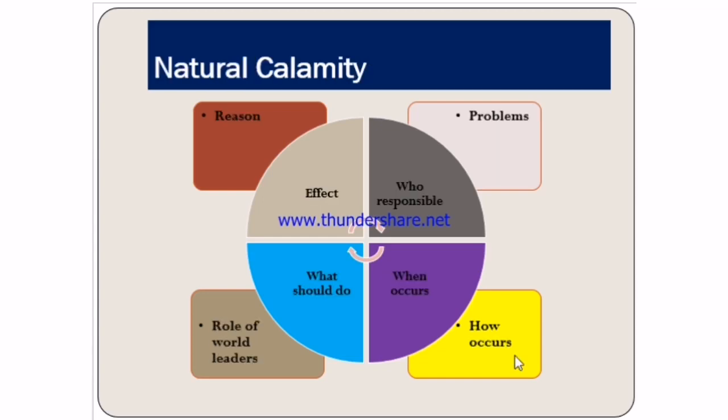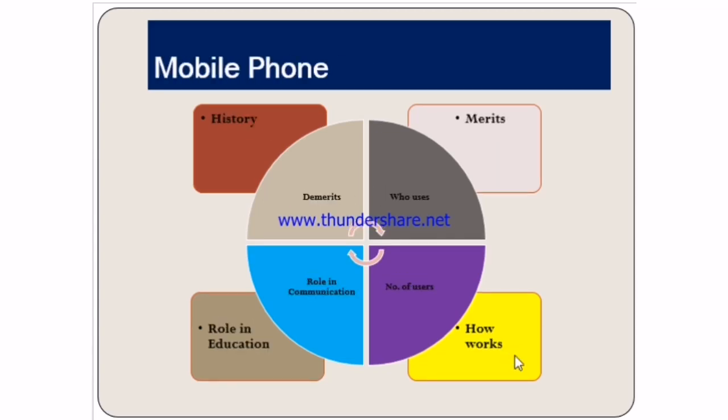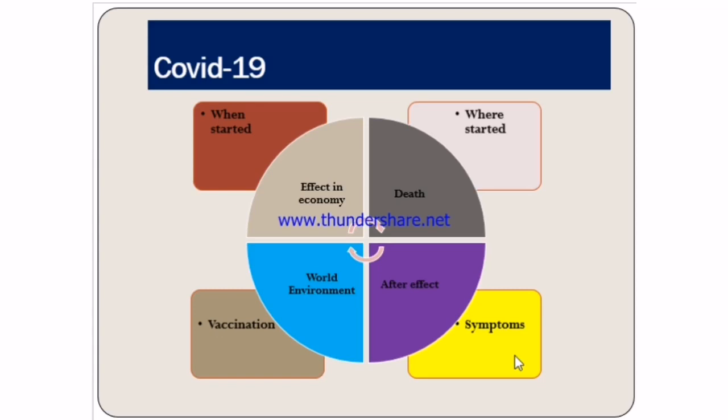Next, natural calamity, internet, mobile phone, COVID-19. Yes, it's a very important topic here. Now look at the examples. At first, in the opening section you will give the definition: what is COVID-19. In section 2 you have to generate your ideas. For generating, we have been given here 8 ideas. When did it start? It started on December 19, 2019. Where did it start? In Wuhan, China. Death: what is the number of deaths?